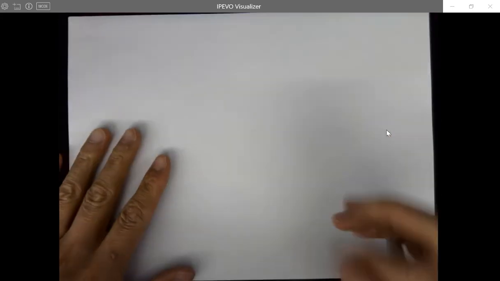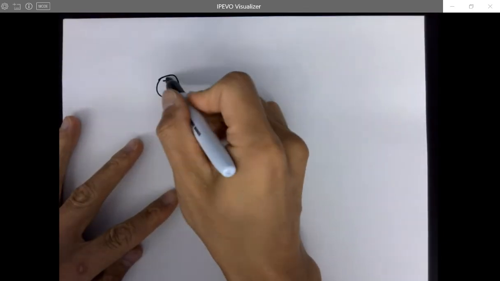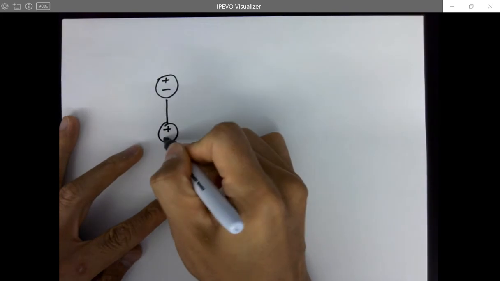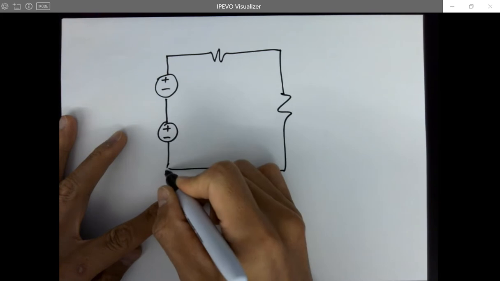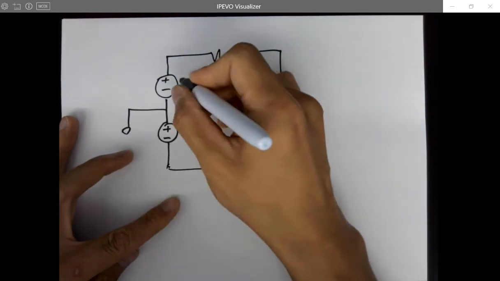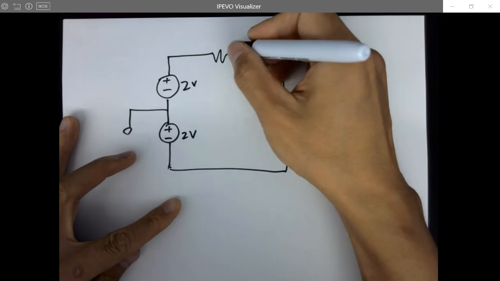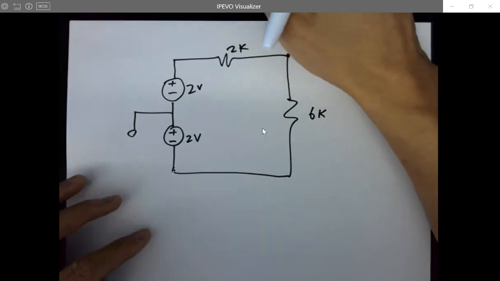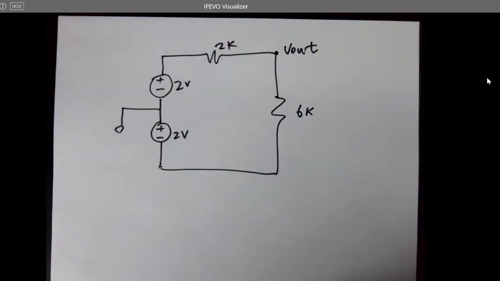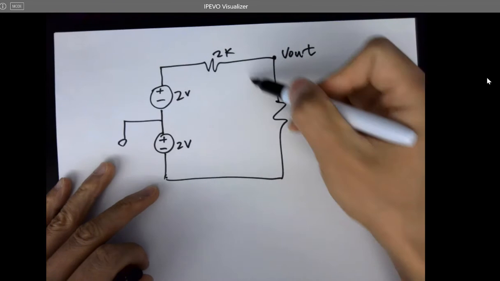So another problem you might see on the homework. Two volts, 6K, 2K, here's VL. That's a weird looking circuit. So what is the current direction and value, and what is Vout? So two questions: what's the current direction and value, and what is Vout?